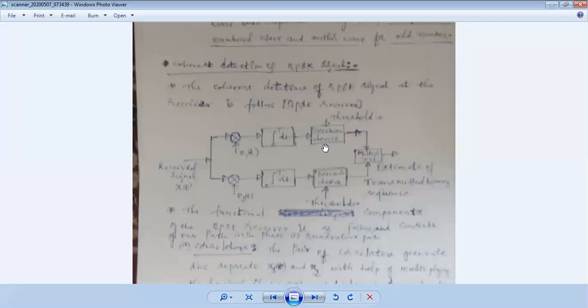We compare the output of this with the threshold 0. If this is greater than the threshold, it assumes that yes, it is a 1. If it is less than this, it assumes it is a 0. Whatever is detected as information is exactly called the estimate. This is exactly called coherent detection.